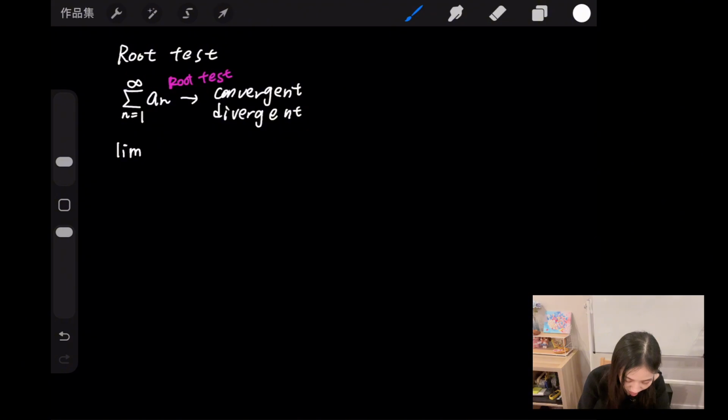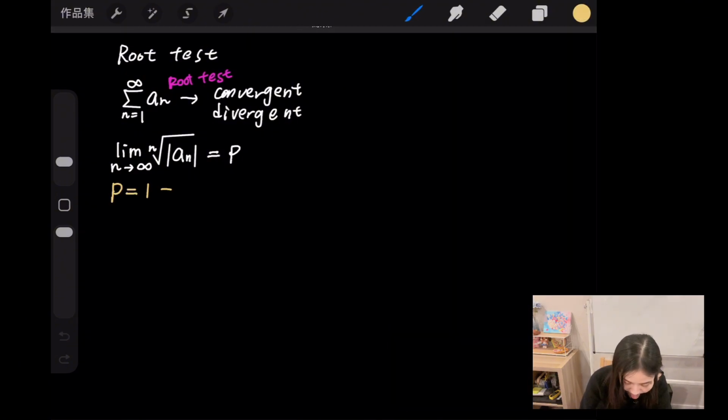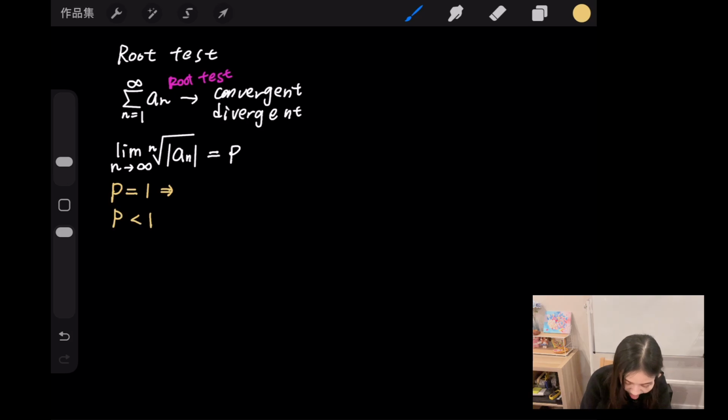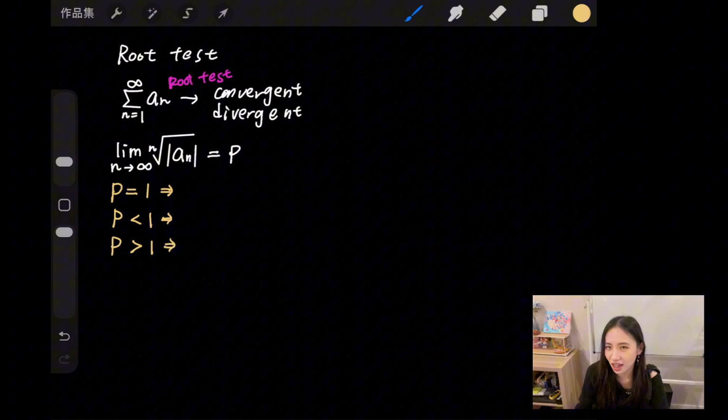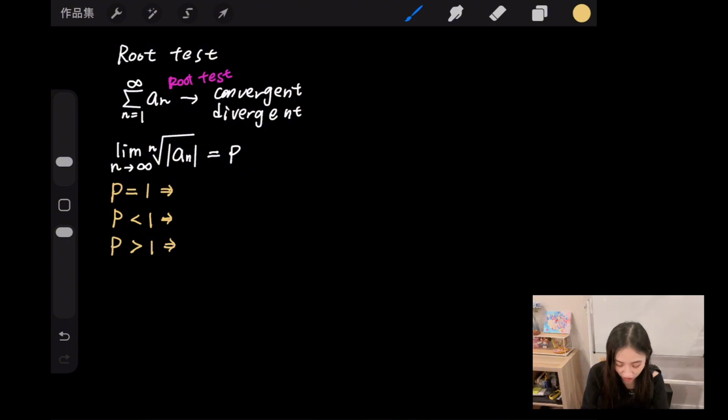The limit as n approaches infinity of the nth root of the absolute value of a sub n equals p. And here is important. If p equals 1, it's going to be something. And if p is less than 1, if p is greater than 1, it's going to be something. This part I think is quite similar to the ratio test, because as we all know, in the ratio test, this one means inconclusive. So here also, it's inconclusive.